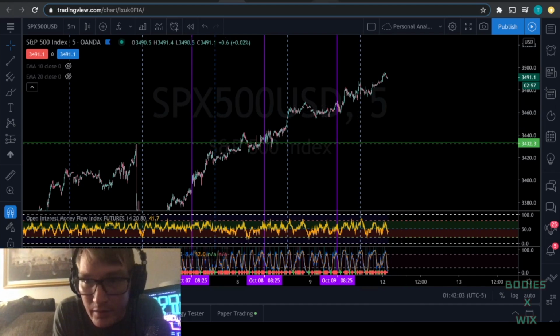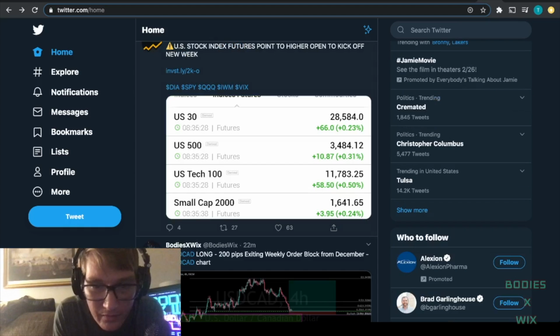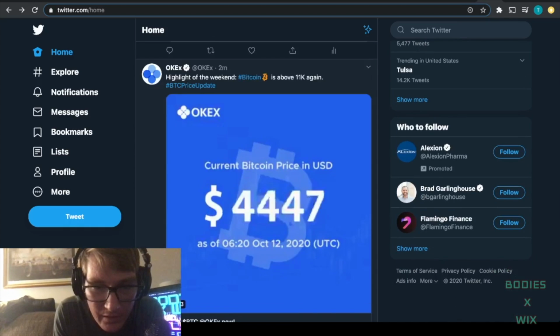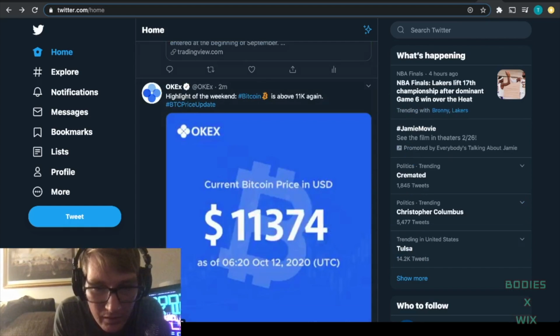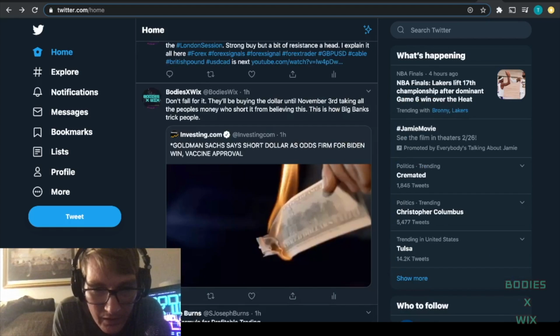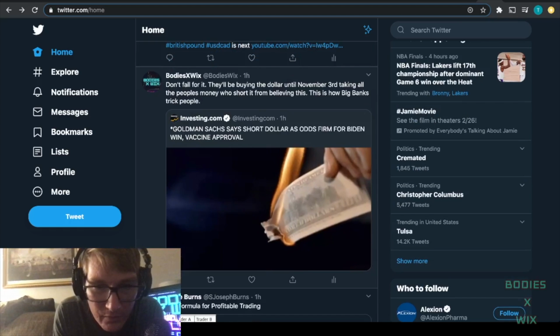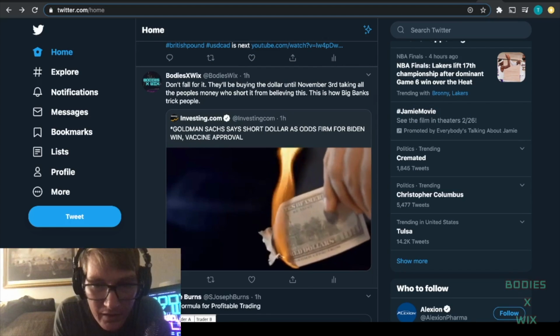At least on Twitter, I think Goldman Sachs just said to sell the dollar. Oh, yeah, we just saw it and it just went away. Hold on, where was it? There it is. Goldman Sachs says short dollar as odds firm Biden win and vaccine approval.